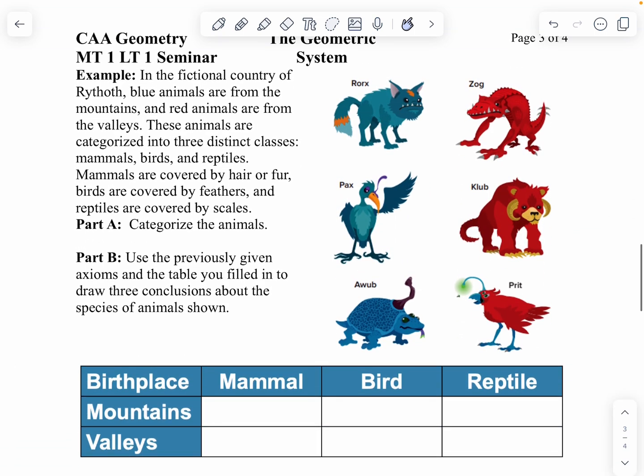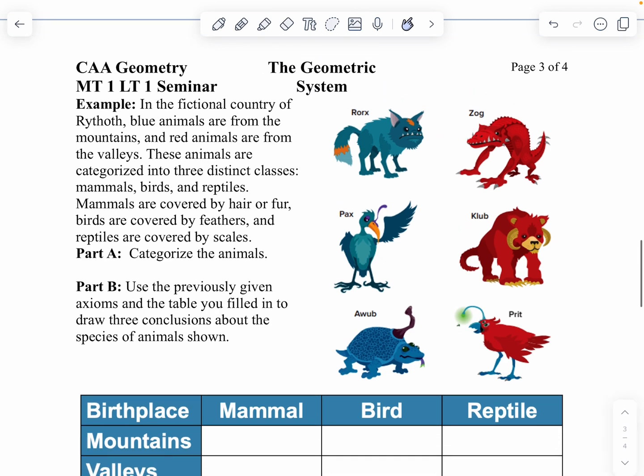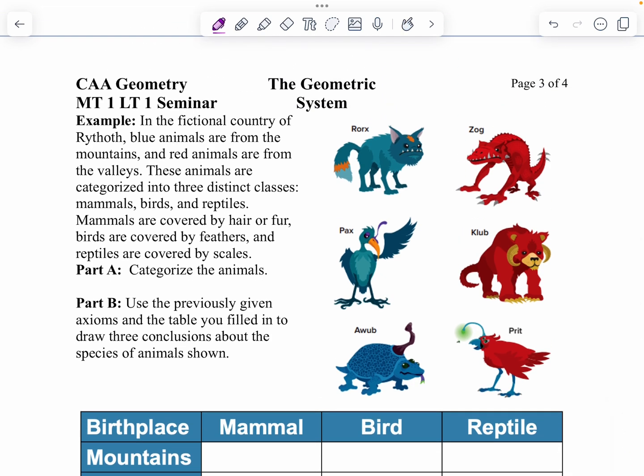So let's take a look at our first axiomatic problem. In this fictional country of Rioth, blue animals are from the mountains. Notice on this problem, all of these are from the mountains. And red animals are from the valley. Then we're going to put these into distinct classes: mammals, birds, and reptiles. Mammals are covered by hair or fur, birds are covered by feathers, and reptiles are covered by scales.